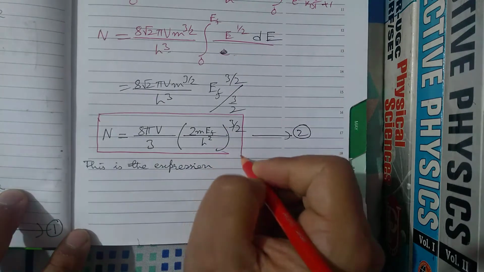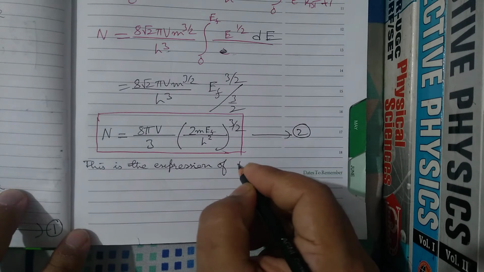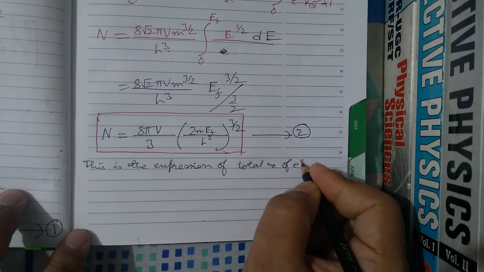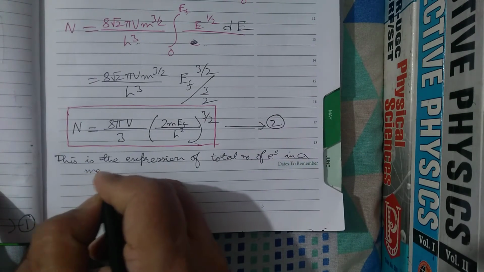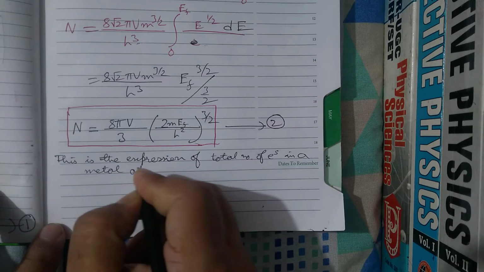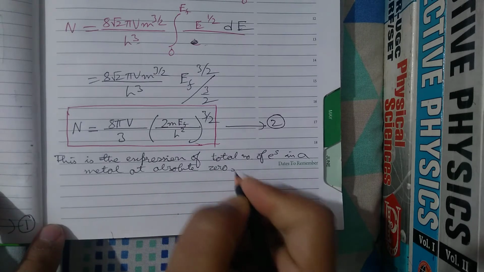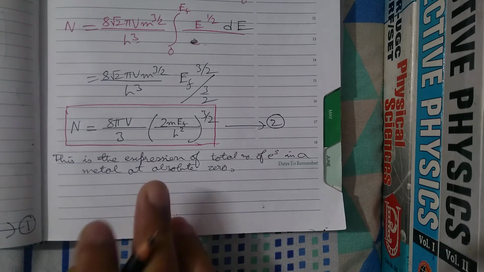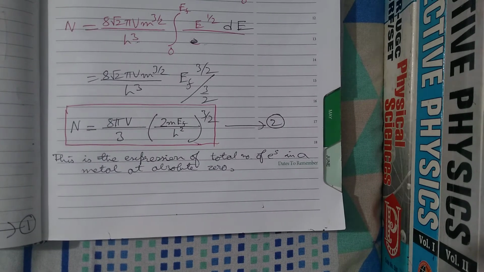This is the expression of the total number of electrons in a metal at absolute zero. Okay, at absolute zero. Now from here only you can find out epsilon, the Fermi energy.